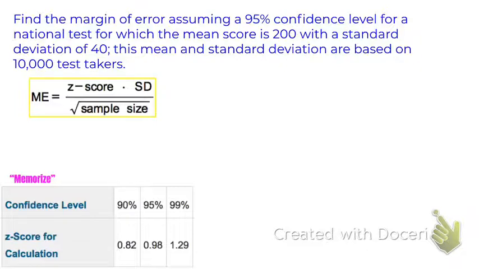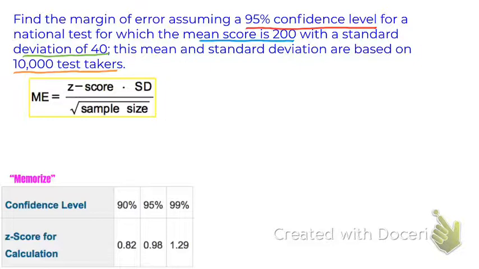So what I have here in yellow is the formula to find the margin of error. They're giving us a lot of information. They're telling us we want a 95% confidence level. They're telling us that the mean score is 200, that the standard deviation is 40, and then it's telling us that the sample size is 10,000.